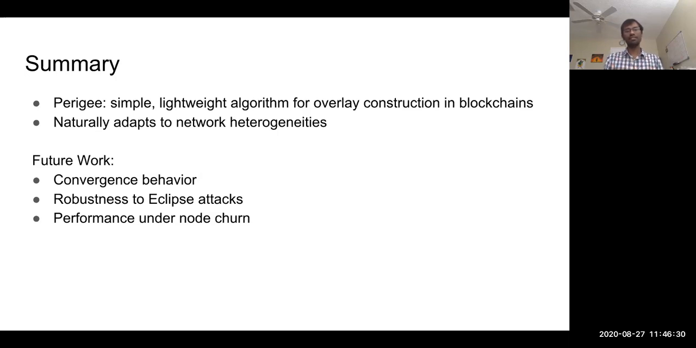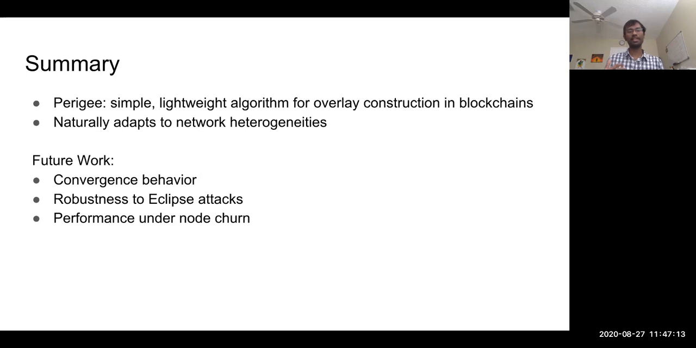For example, we have observed empirically through our simulations that Perigee actually converges to a topology. But it would be good to also theoretically analyze this protocol in order to understand the convergence behavior better. And we've also ignored security in our discussion. In Perigee, a small percentage of neighbors are chosen randomly. And that should give some robustness to eclipse attacks, for example, in the same way that Bitcoin is robust to eclipse attacks. But again, a more formal analysis of this is required.